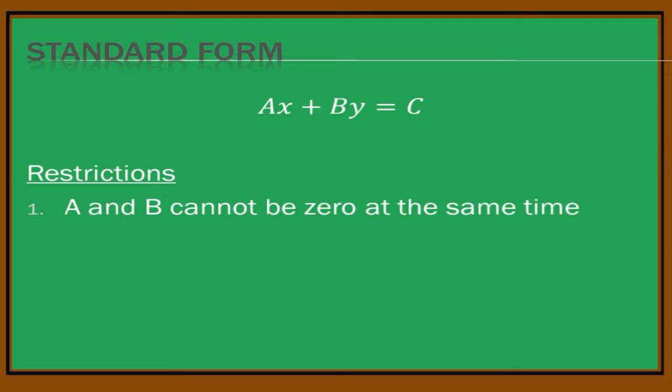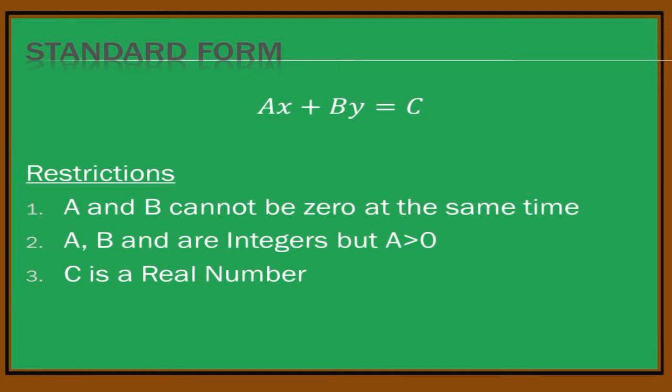Another form is the standard form. The equation of the line is written in the form ax plus by equals c, where a and b cannot be 0 at the same time. A and b are integers, but a should be greater than 0, and c is a real number.